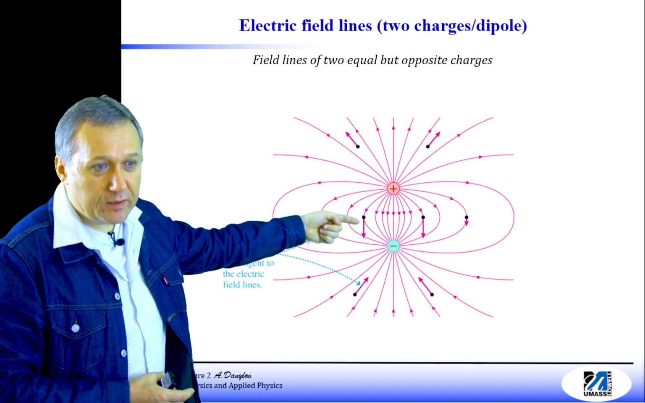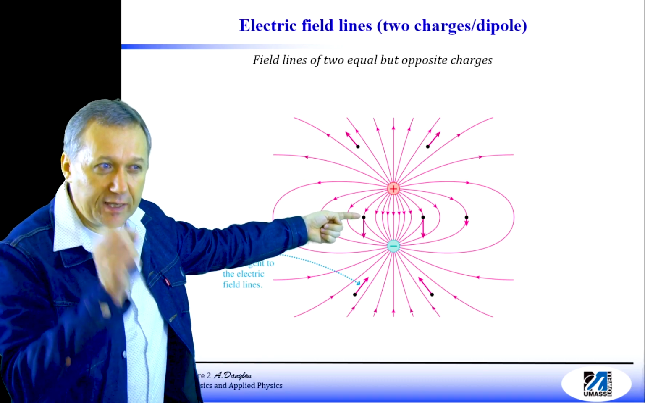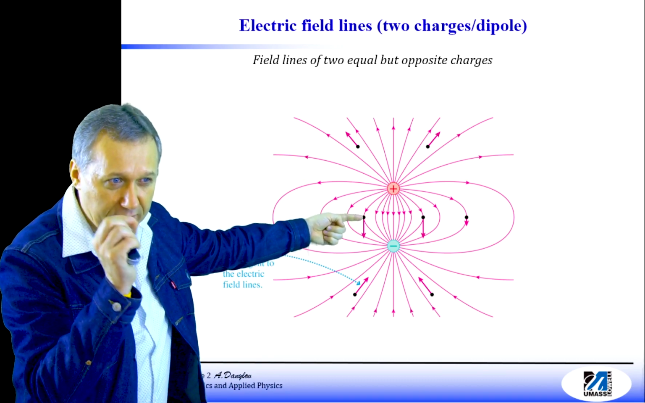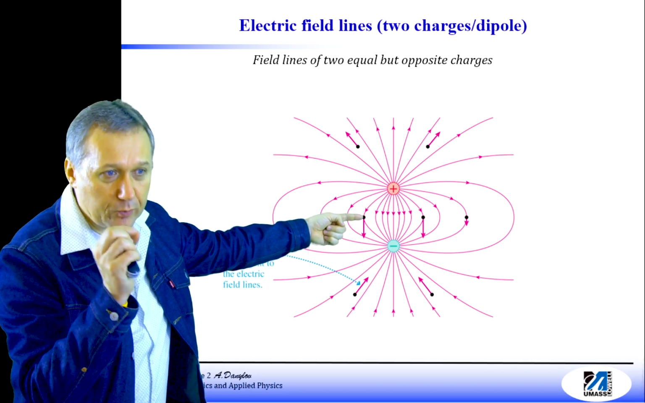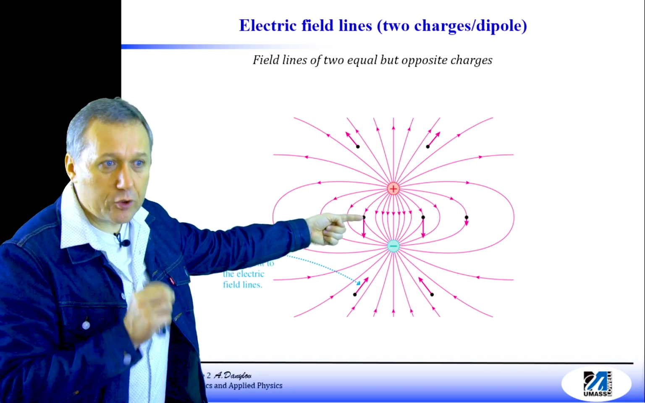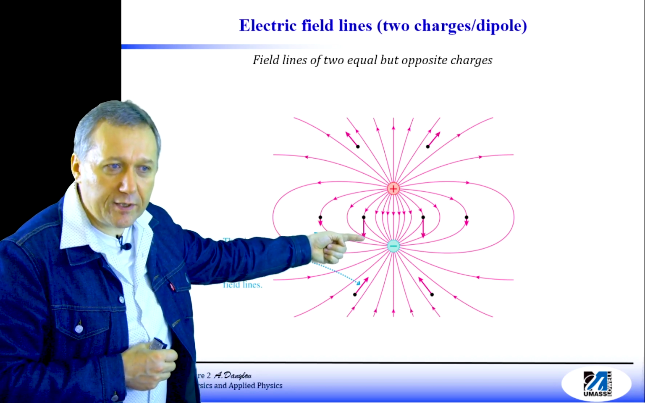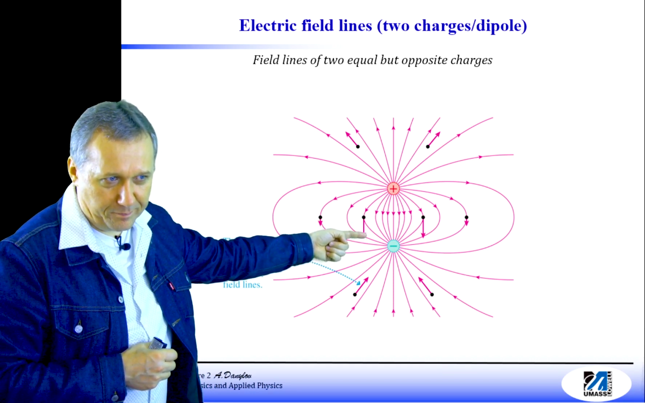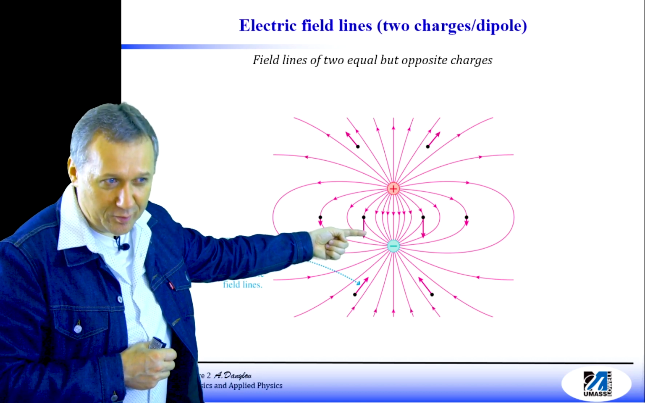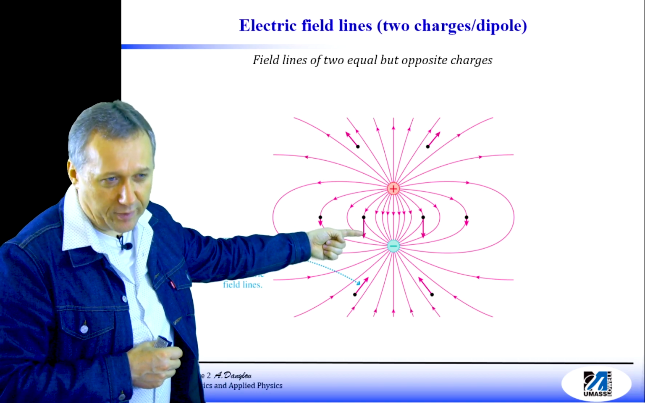So let's take this point. Let's say you want to know the direction of the electric field vector at this point, because you can see only electric field lines. So you take the point in which you're interested and draw a tangent line. So your electric field points along a tangential direction.